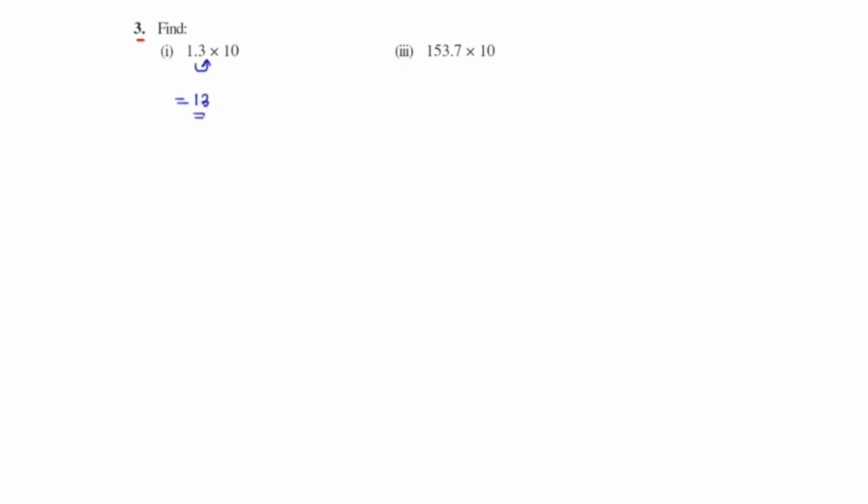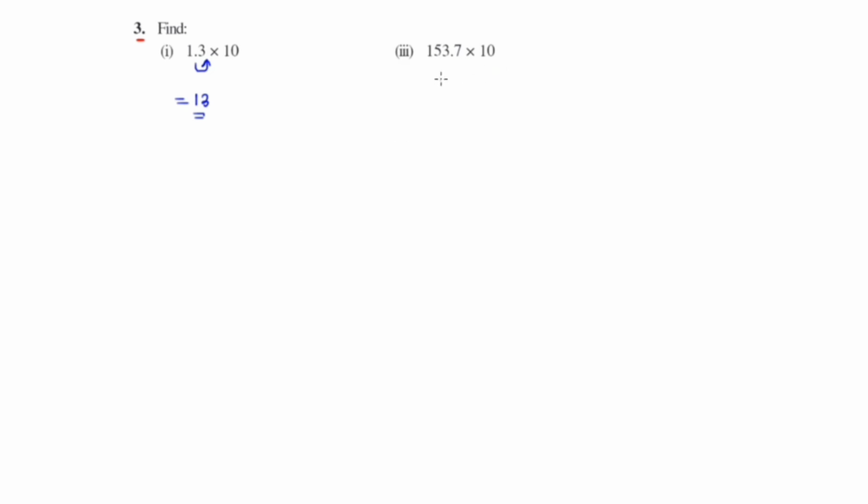I think you have understood how to multiply any number with the power of 10. You just need to check the number of zeros and move the decimal towards the right as many places as the number of zeros we have in the number. This is the thing we just need to do while multiplying.